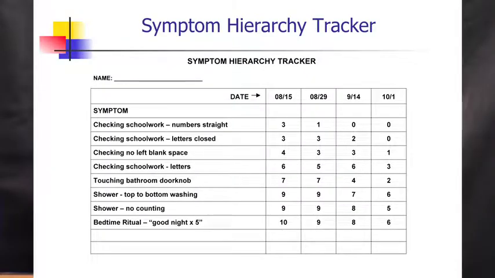The other thing we do to deal with this is you should have this symptom hierarchy tracker sheet as well. So for the symptom hierarchy, or the OCD hierarchy for the kids, what we tend to do is every couple of weeks, we want to re-rate the hierarchy.